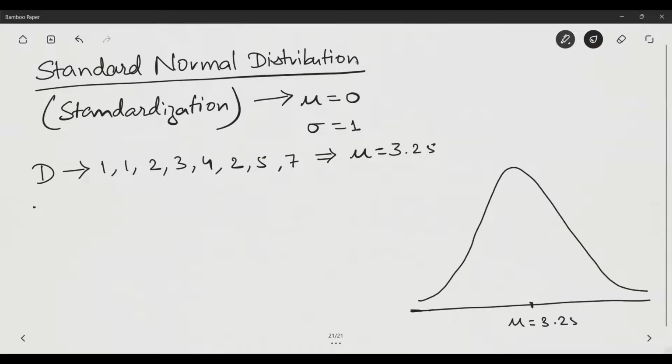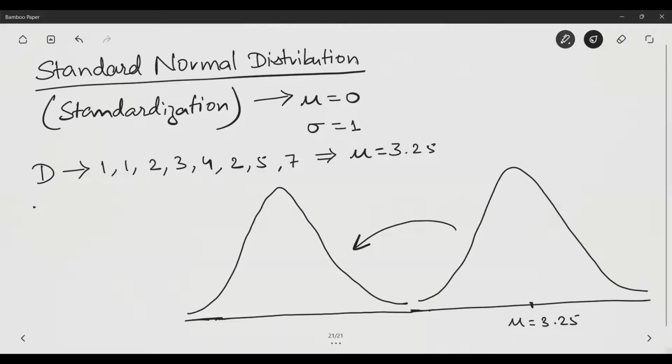Now my idea is to shift this distribution. We want to perform a kind of shifting in such a way that my mu becomes 0. So if here we have 3.25, then here we want to have 0. We want to make this shifting through which my mu becomes 0.